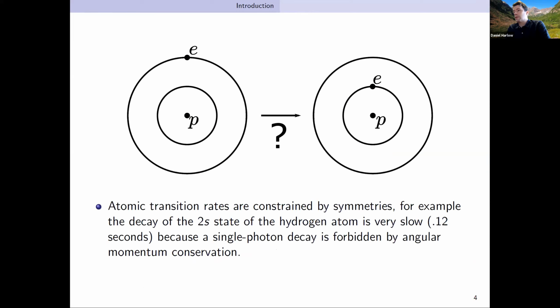In atomic physics, transition rates are controlled by symmetries. So for example, the decay of the 2s state of hydrogen is very slow, about 1/10 of a second, which for an atom, 1/10 of a second is an eternity, right? And the reason it's so slow is because it can't decay by emitting only one photon, because that would be forbidden by angular momentum conservation, which is again a symmetry.